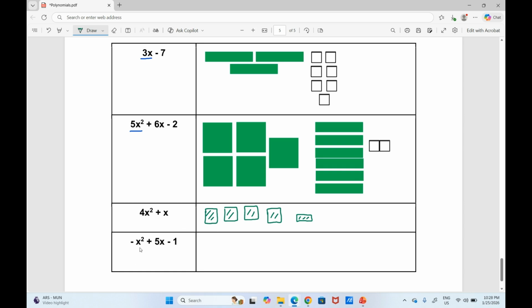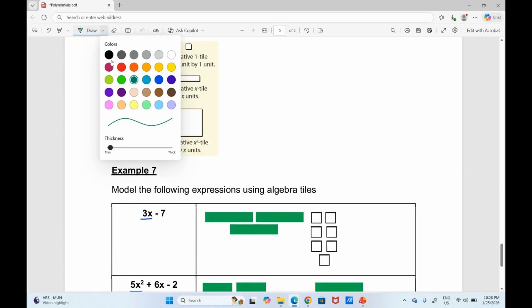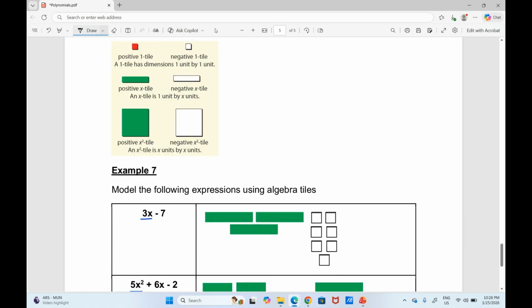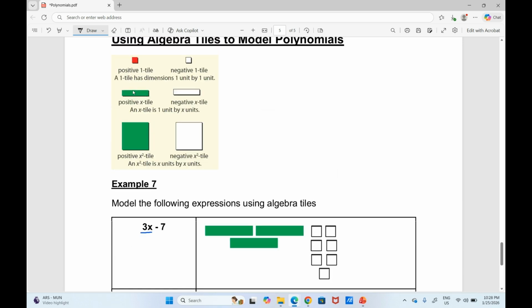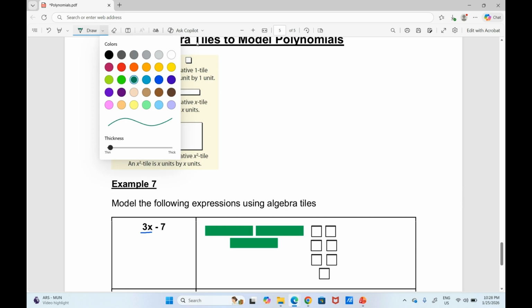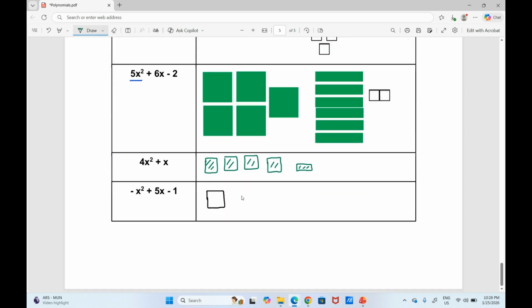Now moving on to the bottom one, I have negative x squared. Since negative is represented with white, I'm just going to draw one of these here. So there we go, that's negative x squared. Plus 5x, x is represented, or positive x is represented by a strip here that is green. So I'm going to draw 5 of those.